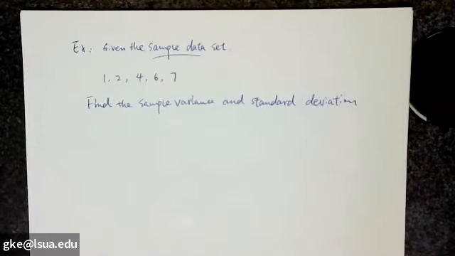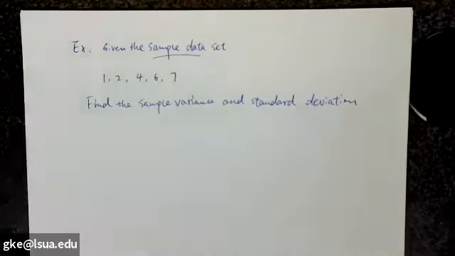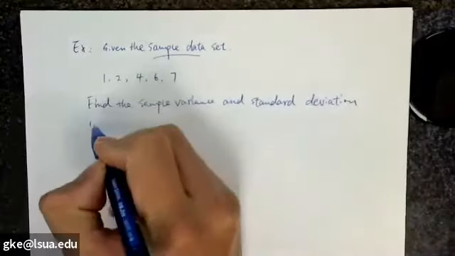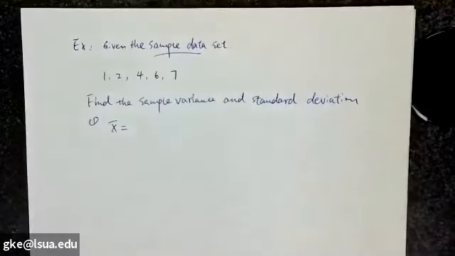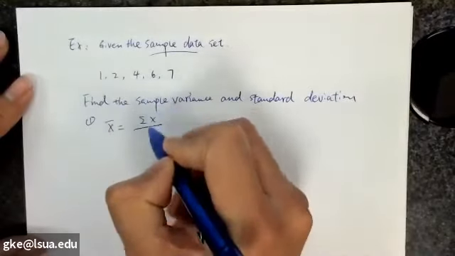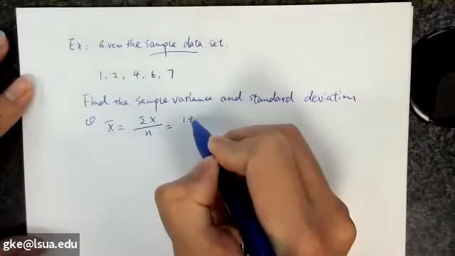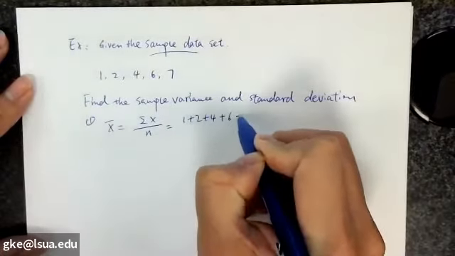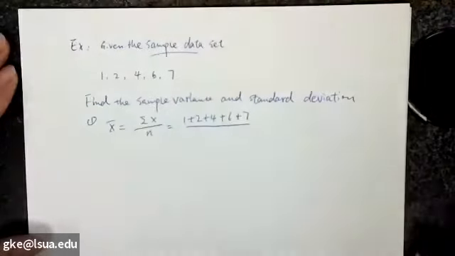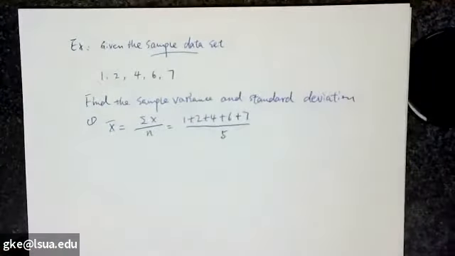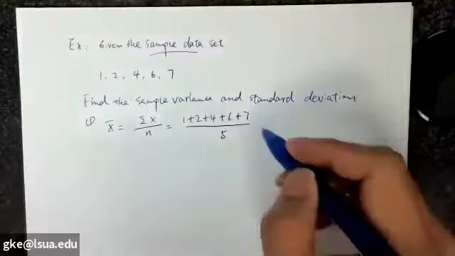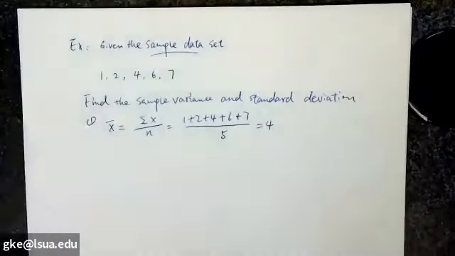Okay, I'm going to show you guys the results. So the first step, calculate the x bar. X bar is the mean value. The summation of all these values is 1 plus 2 plus 4 plus 6 plus 7, divided by how many? 1, 2, 3, 4, 5. Divided by 5, and you get 4. Good job.